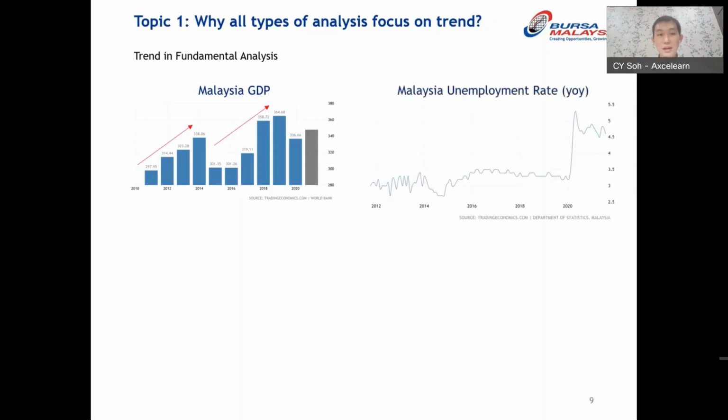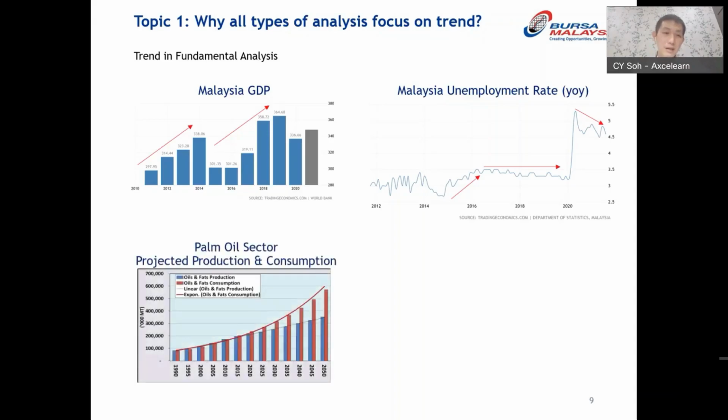The next fundamental factor that you can see is our Malaysia unemployment rate for the past 10 years. Again, here you can see there is a trend as well. There are uptrends, there are sideways, as well as downtrends. So in short, when you look at fundamentals, an uptrend is when there is improvement in the economic indicator or economic data. A downtrend in terms of economic indicators is that the fundamental factors are actually getting poorer or slowly deteriorating.